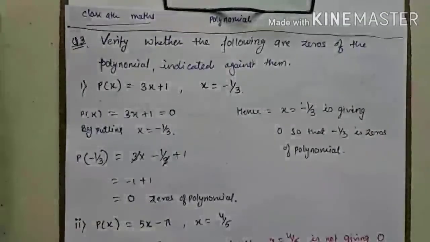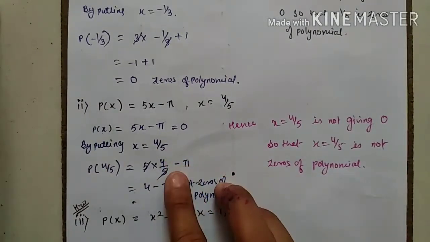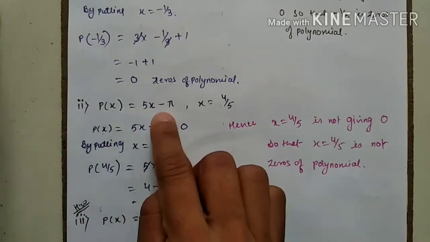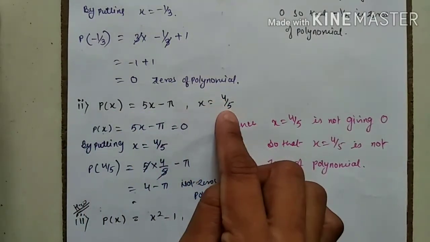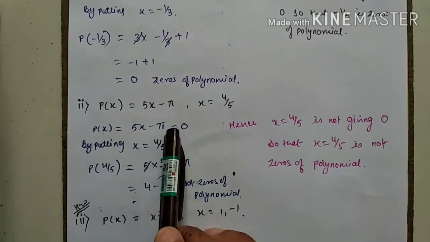Now come to the next question. Next question is the second question. I am giving you the solution. Just see, is it understandable or not? P of x equals to 5x minus pi. So x equals to 4 by 5 we have to put. Correct? Just see. P of x equals to 5x minus pi is equal to 0.